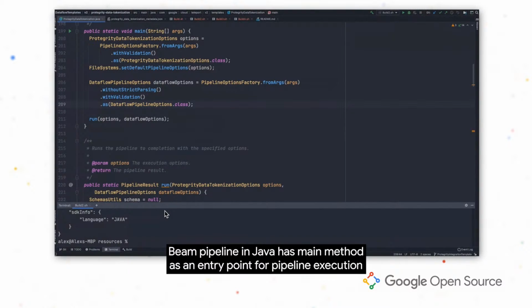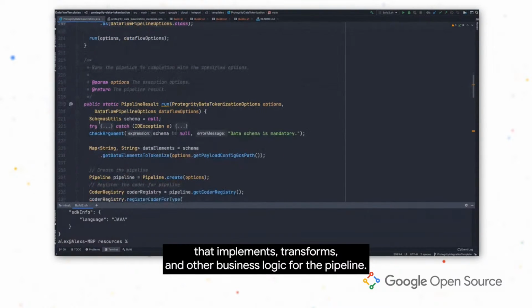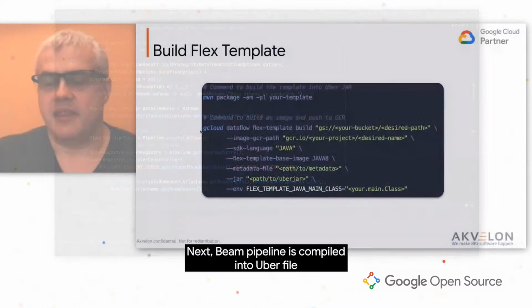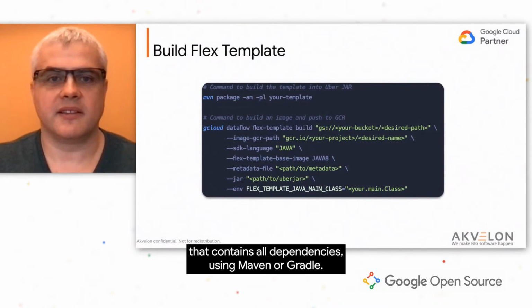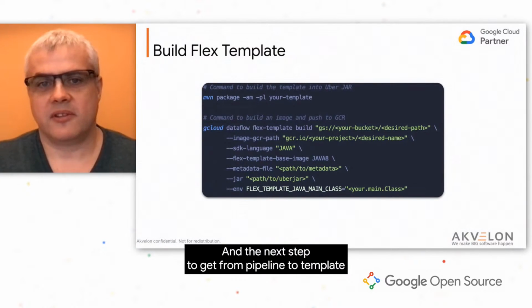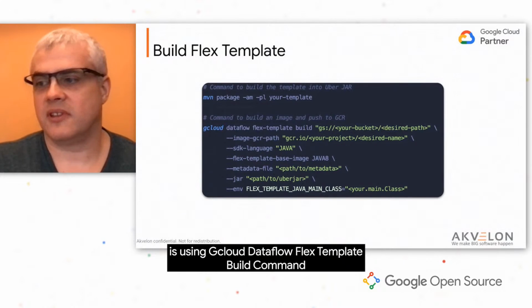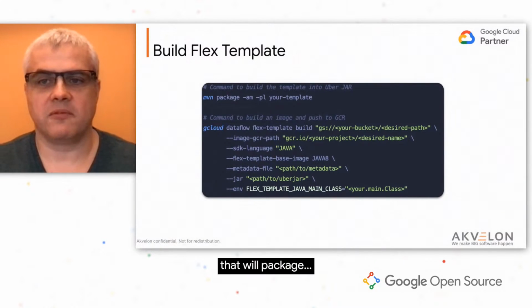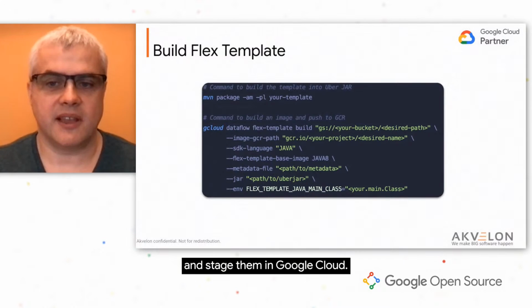A Beam pipeline in Java has a main method as an entry point for pipeline execution that often processes options and calls the pipeline run method, which implements transforms and other business logic for the pipeline. Next, the Beam pipeline is compiled into an Uber file that contains all dependencies using Maven or Gradle. The next step to get from pipeline to template is using the gcloud dataflow flex-template build command, which will create a Docker container and metadata file, and stage them in Google Cloud.